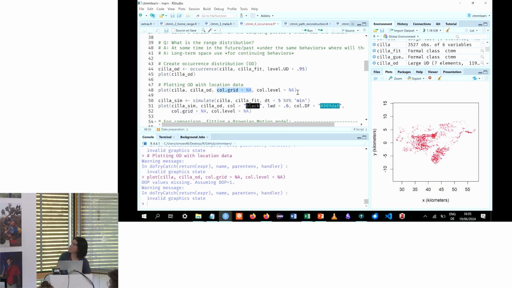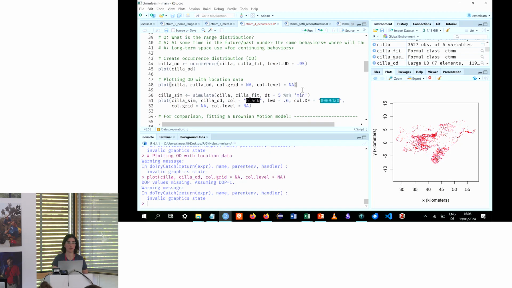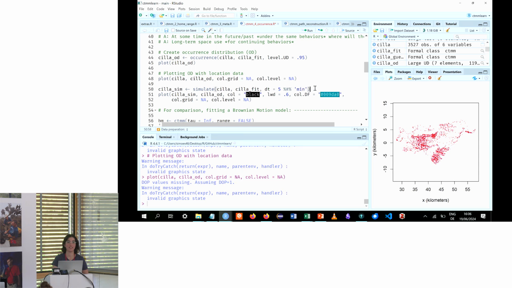The difference here with the argument is that I'm removing the grids and removing that contour. The color of that contour is NA, so it doesn't show it. It might not really show, but it would be the same, just the occurrence distribution in the background. Is anyone having trouble plotting it, or is it just my computer?